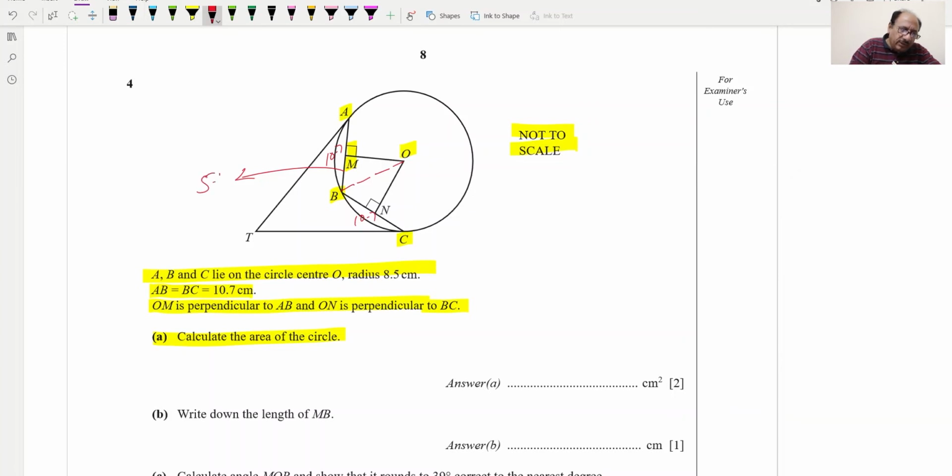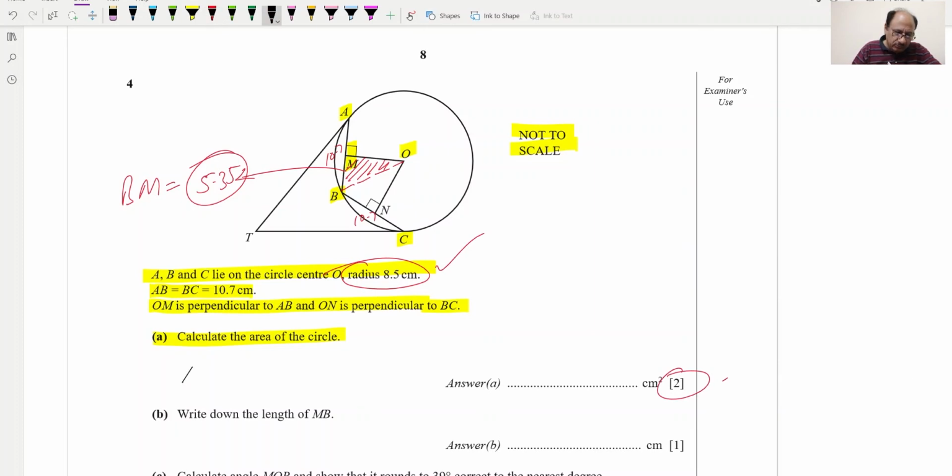So 5.35 is this if we consider basically this triangle. This BM is equal to 5.35. So the radius is basically provided, 8.5. Why are we worried? So 8.5 we can use this, and it is a 2 marks straightforward question.